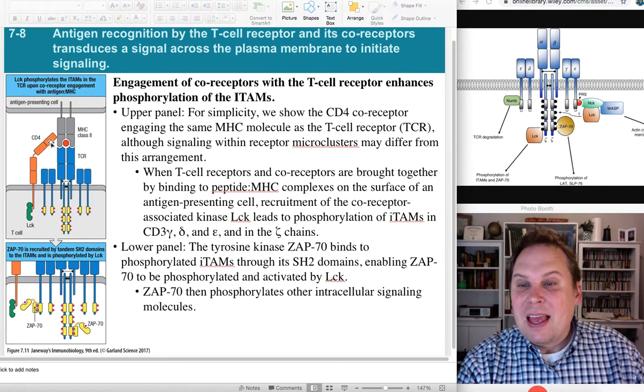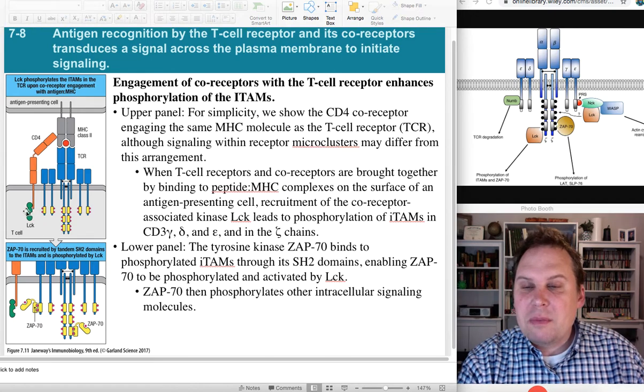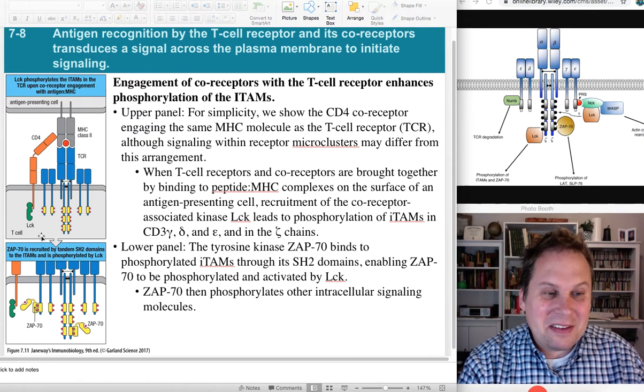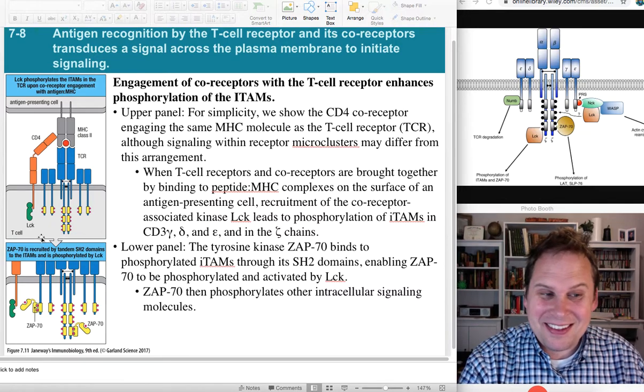Okay. CD4 is associated with a kinase of its own called LCK. And so I imagine this is like a deer at a salt lick. Lick kinase, or you can call it luck kinase. You can think, oh, that's lucky.